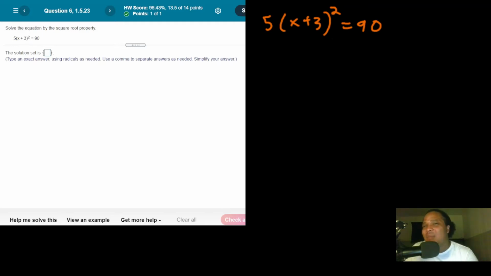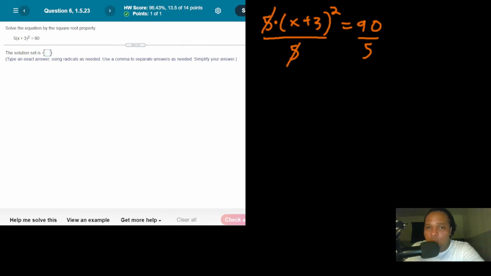And, yeah, that 90 is going to cause just a little issue, but it's not that bad. Before you do the square root property, you want to make sure that you're only taking the square root of something that's being squared. You don't want to take the square root of the 5 as well. So what we're going to do, this is 5 times x plus 3, right? So we're going to get rid of the 5 that's multiplying with this by dividing by 5. Remember, to get rid of multiplication, you want to use division.